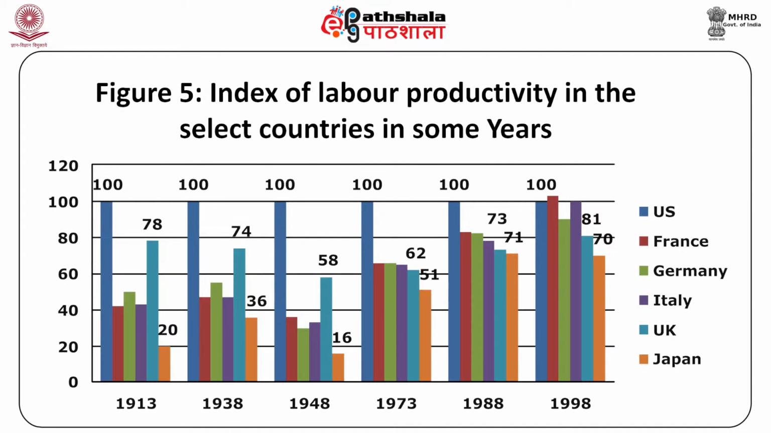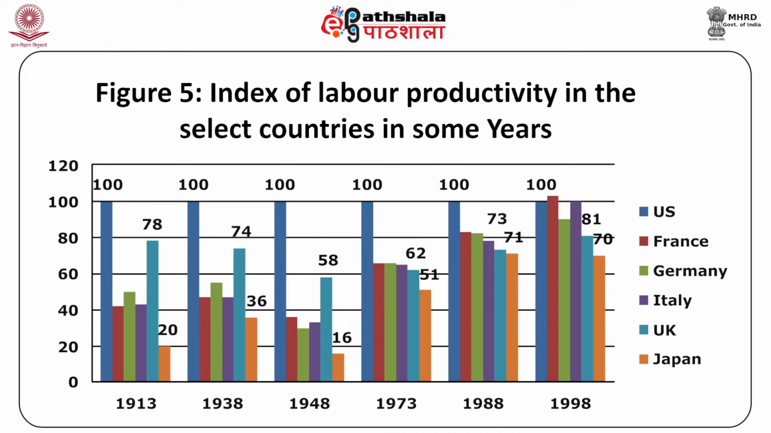Table 2 and figure 5 depict that higher labor productivity is there in the US since 1917 and it still continues. However, some countries like France have exceeded the labor productivity in the US in 1998. The value of the index of labor productivity in France was 103 in 1998. Italy also touched the level of productivity of the US. Therefore, the value of the index was 100 in 1998.